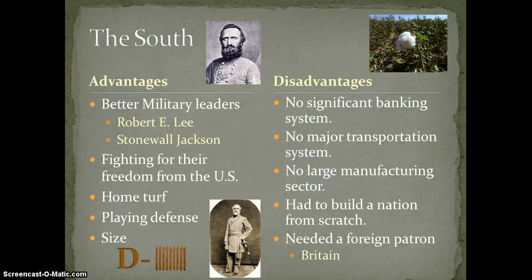Some disadvantages were they didn't really have a significant banking system or transportation system. They had half as many miles of railroad as the North, and they didn't have any large manufacturing sectors. They had small ones scattered around. And they were starting a new nation from scratch. They had just left the US and were building up their nation. And what they really needed was resources and a foreign patron. They thought Britain would help them because they supplied Britain with their cotton, but Britain ended up going to India for their cotton needs.